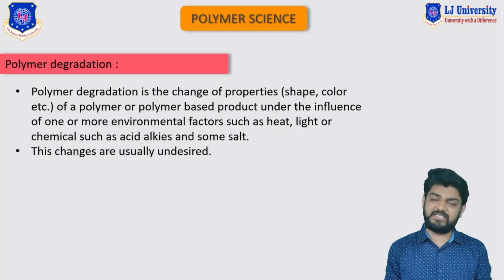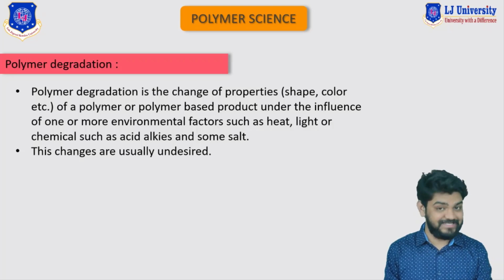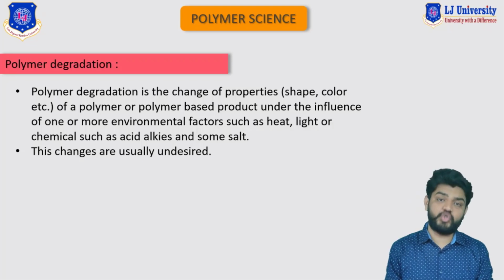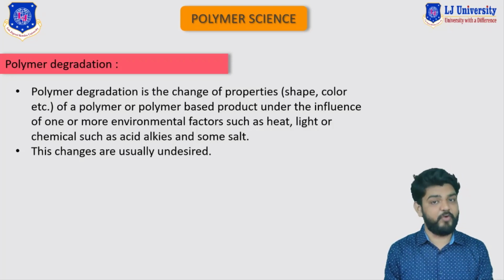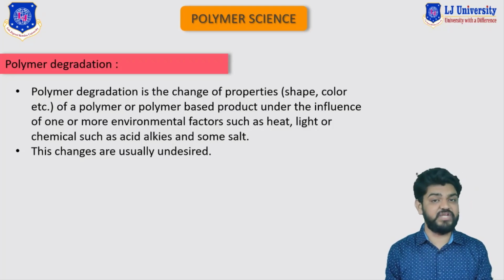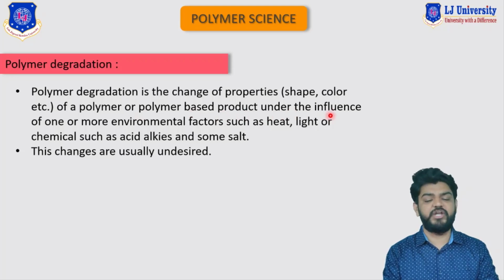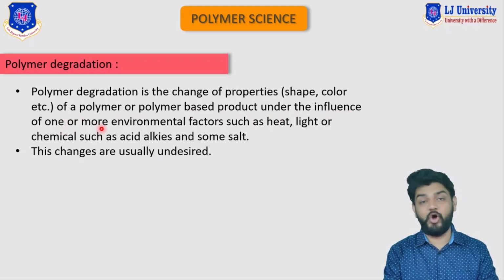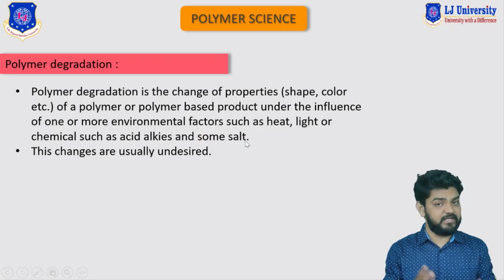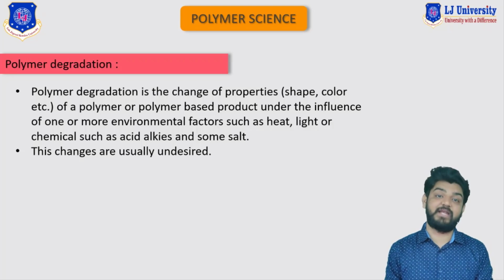Such chemical changes can be influenced by some kind of acids or alkali. Even some salts can also deteriorate or degrade our polymer products. So you can see that this is the complete definition of polymer degradation: the polymer-based product undergoes the influence of one or more environmental factors such as heat, light and chemicals. This can be termed as polymer degradation.